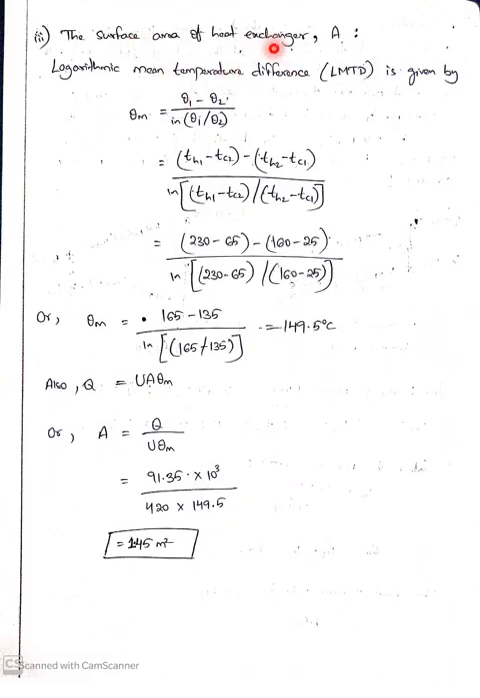Similarly, the surface area of the heat exchanger. To find the surface area, the universal formula is Q equals U A theta m. You can find the value of theta m, the logarithmic mean temperature difference, if the two temperature differences of the hot fluid and cold fluid are known. Substitute the values. You know the value of Q, U and theta m, so find the value of area.